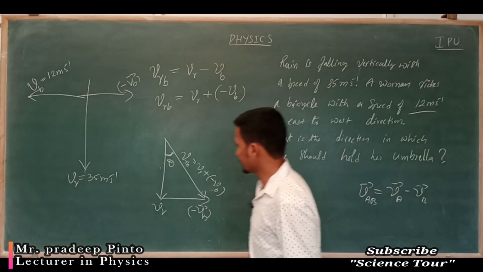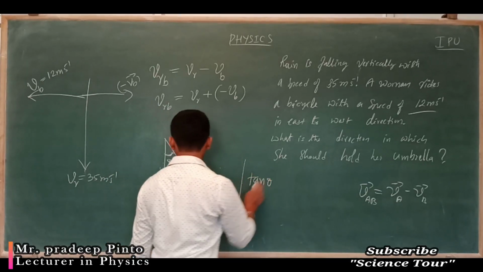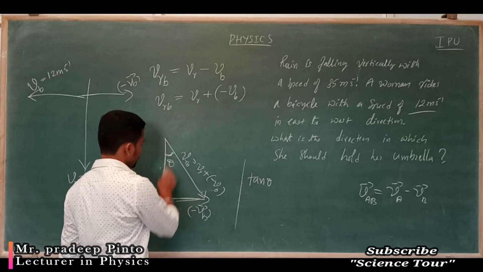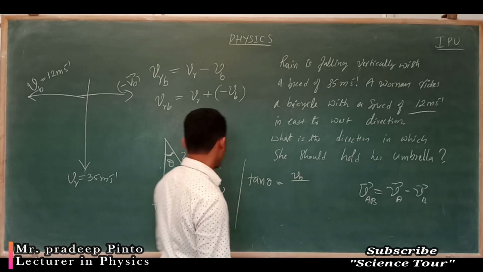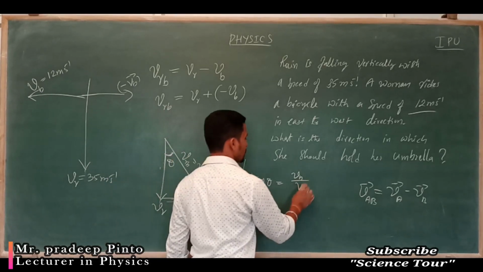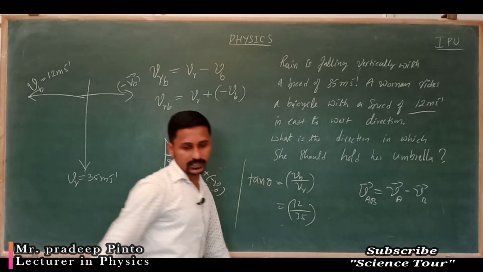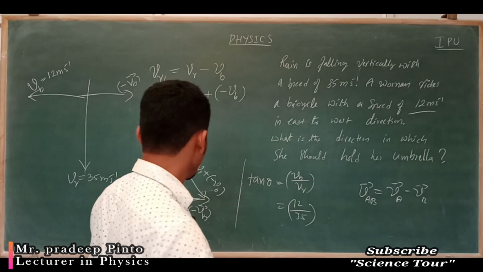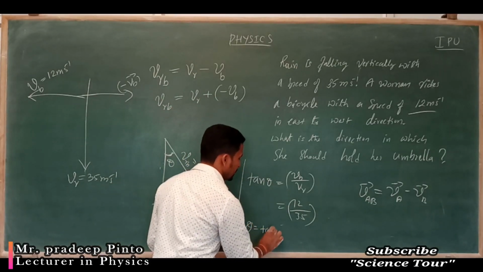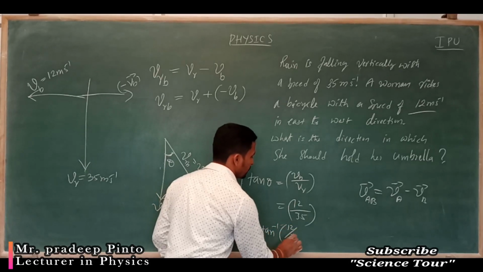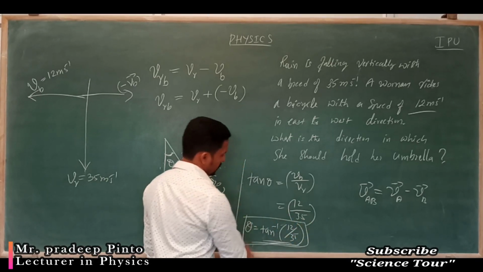So what is that theta? Theta we always take through tan theta. Tan theta means opposite by adjacent. What is opposite? That is VB. Minus I am not going to put, that is the direction. Adjacent means that is VR. Opposite was 12, adjacent means 35, that is the rain. So you are going to get theta equal to tan inverse of 12 by 35. This is the thing you are going to get.